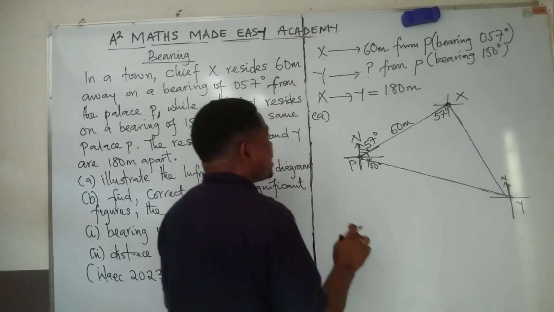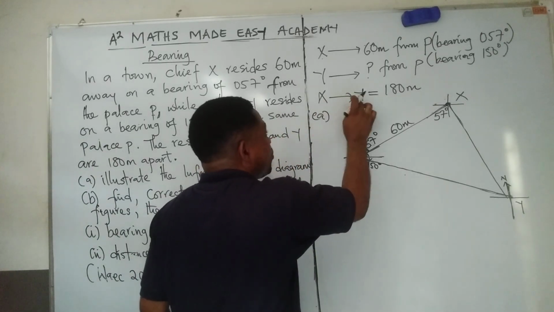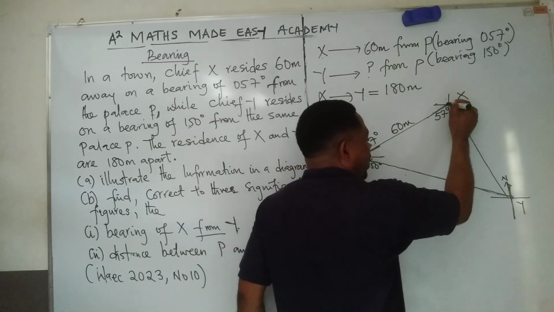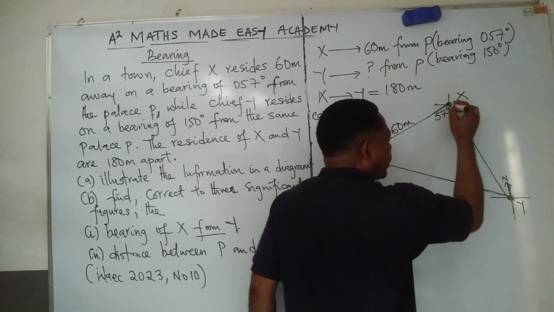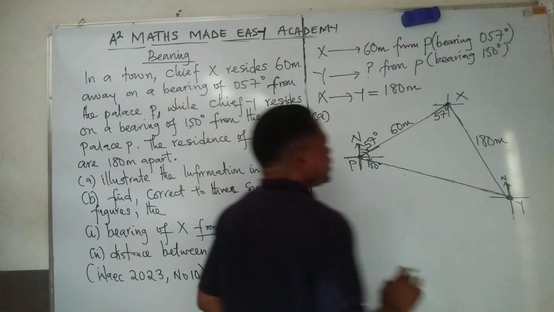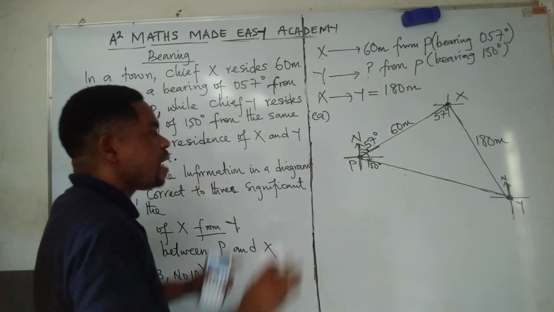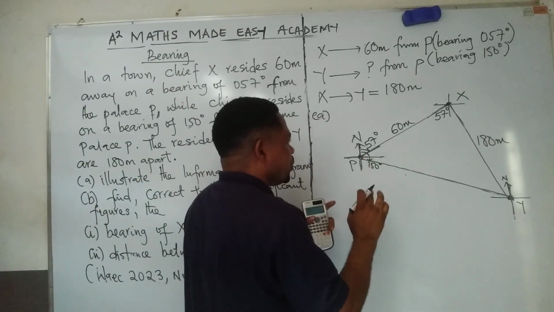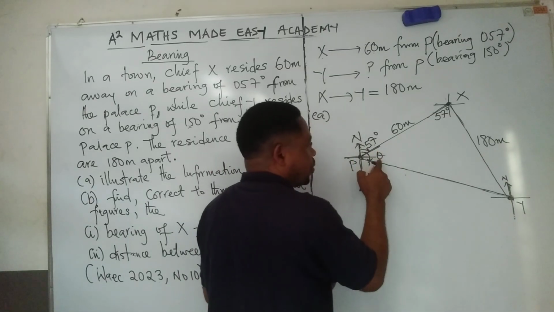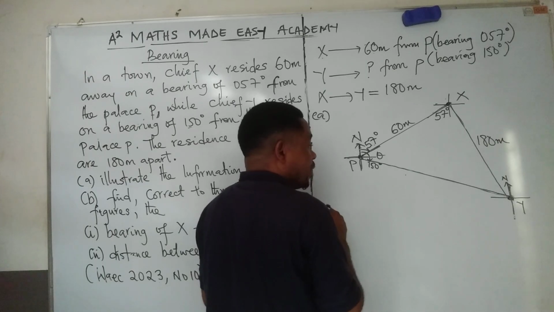But don't forget that now, the distance between x and y is 180 meters apart. Now, this is point x, right? And this is point y. What is the distance? The distance is 180 meters. Now, to confirm everything that we are doing, remember in bearing, what we are considering is the inside angle, which is your theta. Are you with me now?